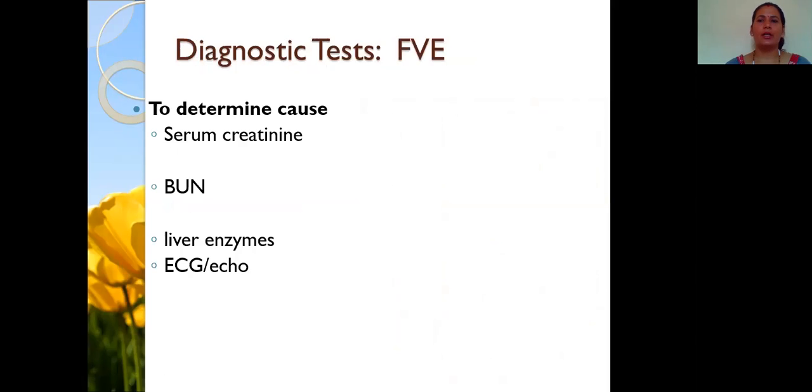For the diagnostic investigation of fluid volume excess, we can determine through the serum creatinine level, blood urea nitrogen, liver enzymes, ECG or echo.